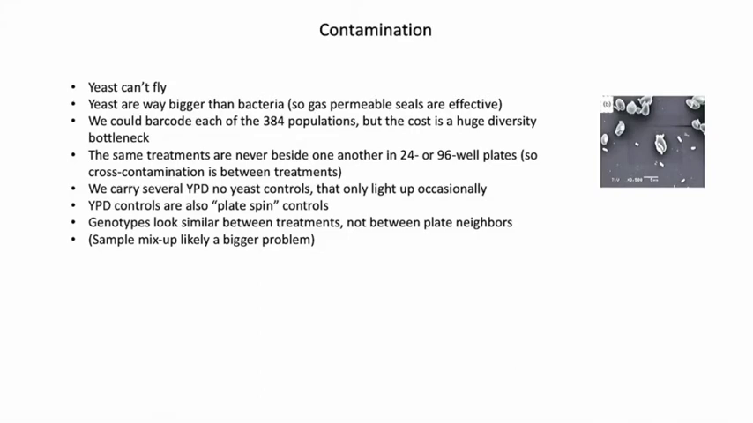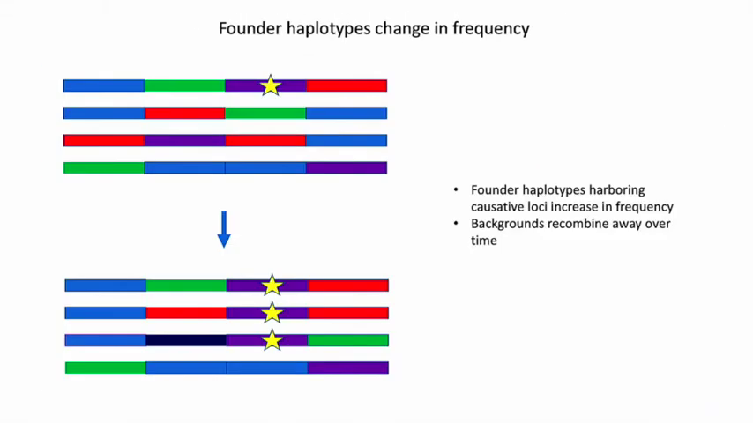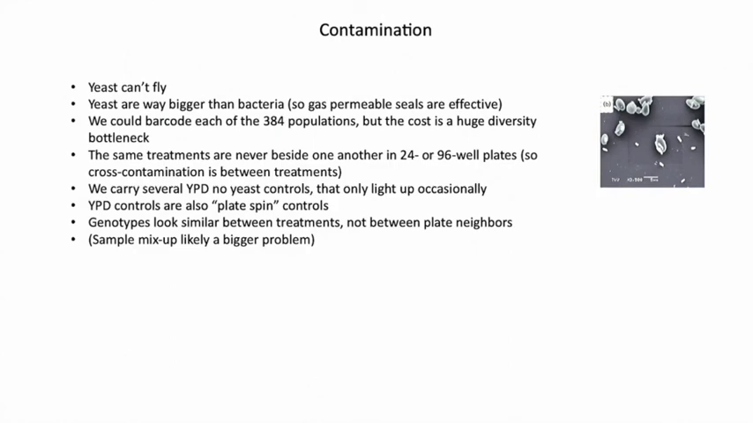Those YPD controls also serve as plate spin controls, which are very important when you're working with plates, because plates can be put on a deck like this or like that, and if that happens, it's a disaster. So you need plate spin controls. When we sequence these, the genotypes look similar between treatments, not between plate neighbors. So it suggests there's either not that much contamination or natural selection is pretty efficient. I would argue sample mix-ups are probably a bigger problem, so it's really important you don't mix up plates or go into a plate at the wrong position to pull a sample out.